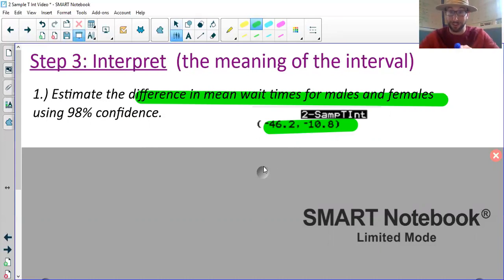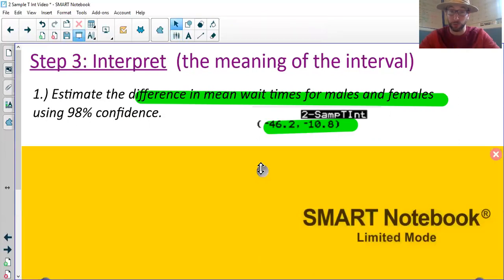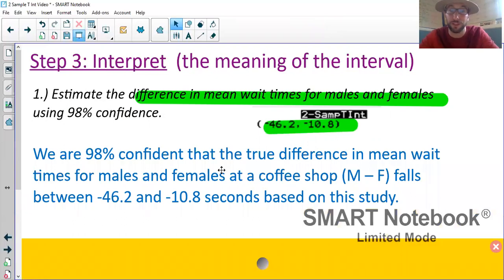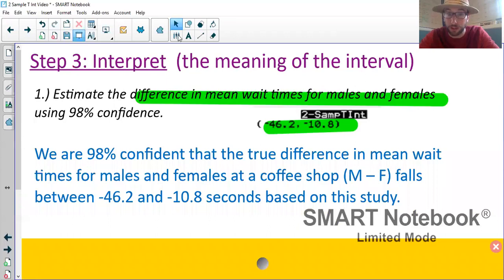And then you wrote a sentence right now, hopefully, and hopefully it looks something like this. So we could say we're 98% confident the true difference in mean wait times for males and females at a coffee shop, M minus F. We want to include the order of subtraction again, because that's how we make sense out of these negative numbers. And that'll come up in this next slide, right?